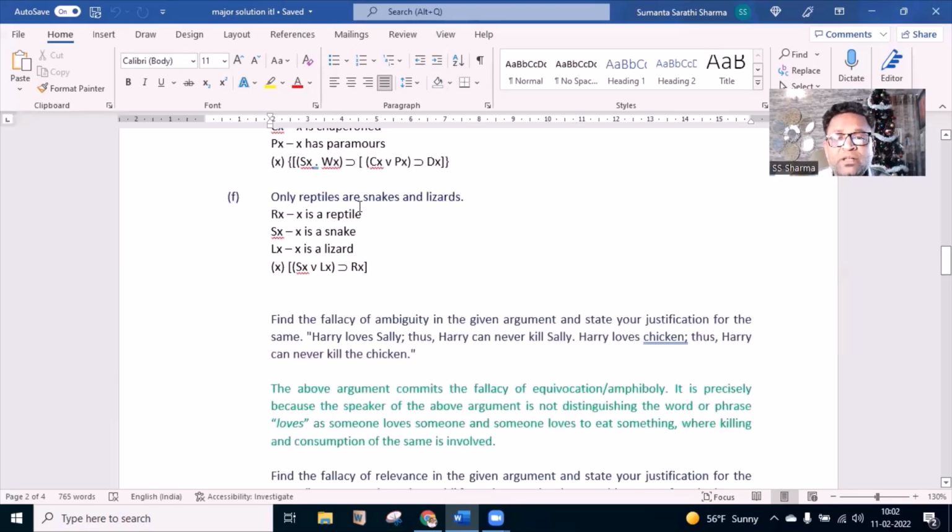The next question was, only reptiles are snakes and lizards. So Rx is x is a reptile, then Sx is snake, then Lx is lizard, and you have the symbolization over here. So these were quite simple questions.